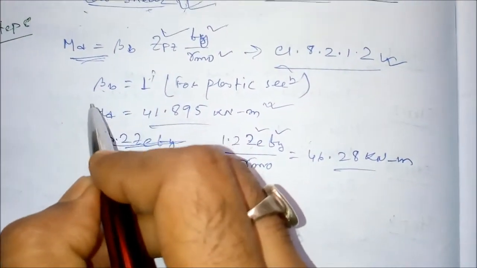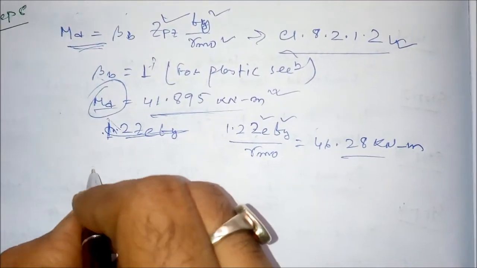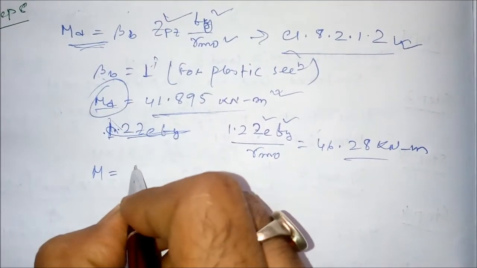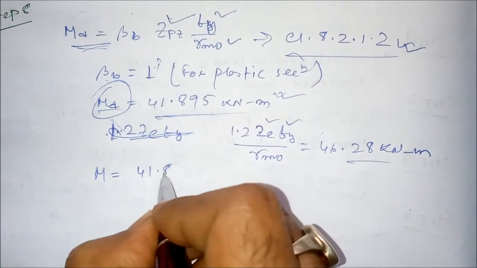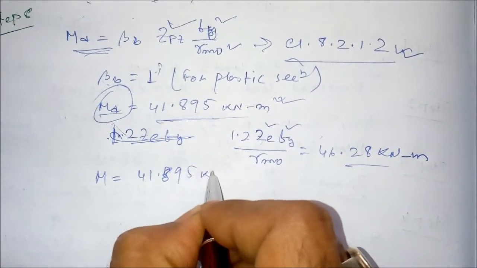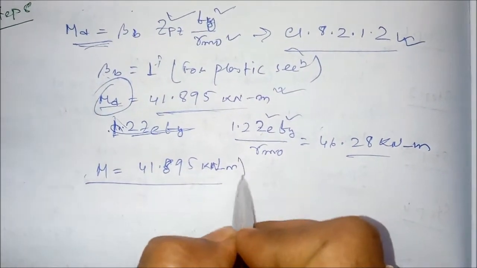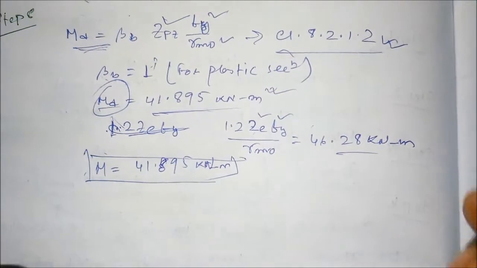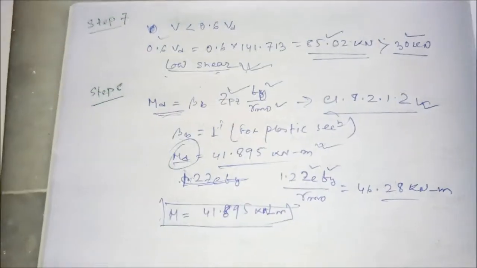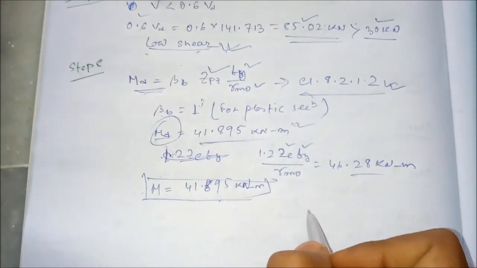So obviously we can take this Md value as this one. Our Md value will be 41.895 kilonewton meter. So this we can take. Now this is the design bending strength.